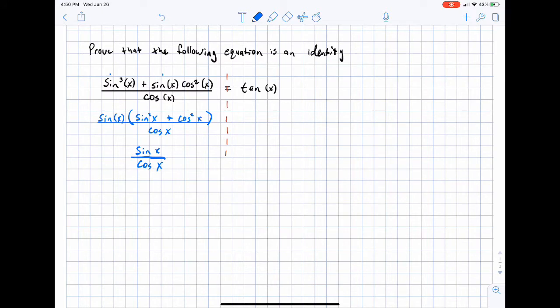And now I can just look at my basic identities and see that sine of x divided by the cosine of x is equal to the tangent of x. And that verifies my identity.